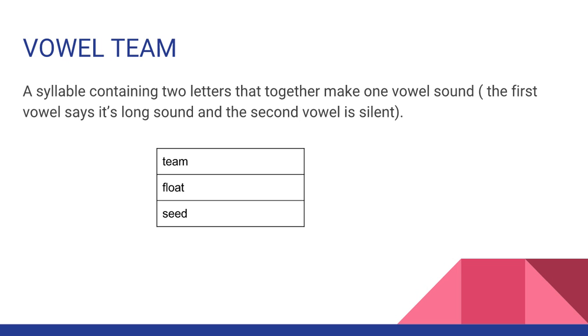A vowel team is a syllable containing 2 letters that together make one vowel sound. The first vowel usually says its long sound, and the second vowel is silent. Our first one is team. The EA says the long E. Our second one is float. The OA says the long O sound. And our third word is seed. The EE says the long E sound.